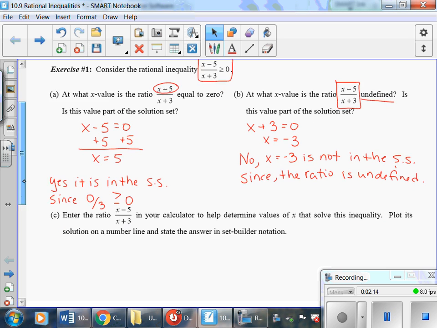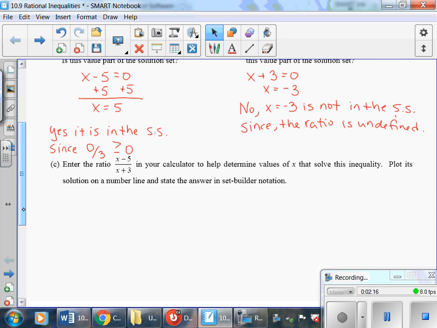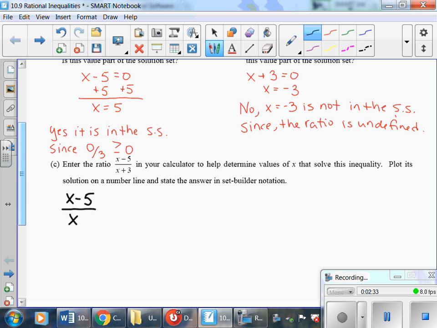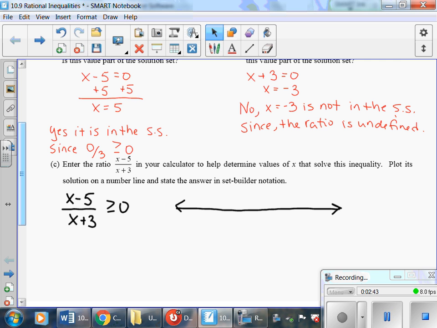Now C says, enter the ratio in your calculator to help determine the values of x that solve this inequality. Plot the solution on a number line and state the answer in set builder notation. So we are considering x minus 5 over x plus 3, and we want to know when it's greater than or equal to 0. Even though we don't always have to do it in the number line first, I think it's a really great first step before you move into set builder or interval notation. So let's go to the calculator.